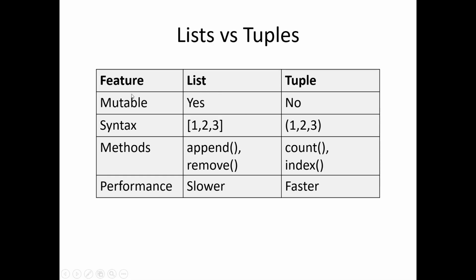Here we have given a comparison of lists and tuples. As we know, a list is mutable and a tuple is not. Here we have mentioned the syntax: a list is contained in square brackets and a tuple in parentheses. A list has many methods; here we have only mentioned two, but in the list shared earlier, we have many more. Tuples only have two. And performance-wise, a list is slower and a tuple is faster.